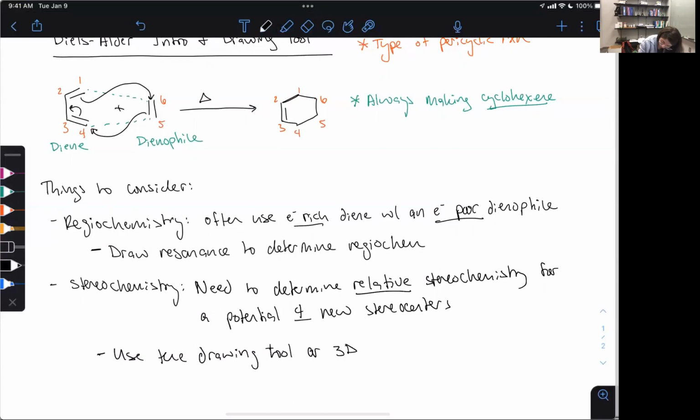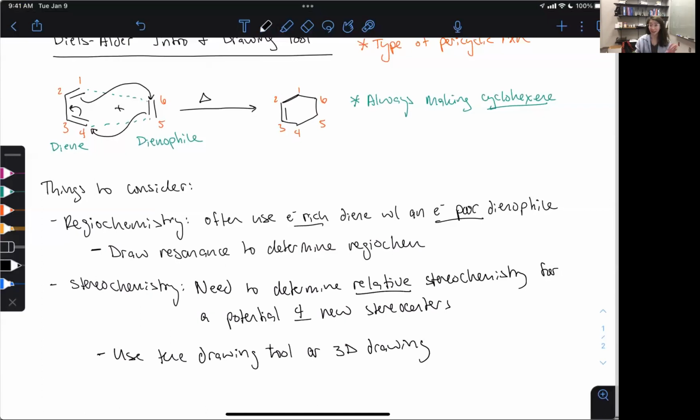Or a 3D drawing. Okay, so I'm going to show you the drawing tool in this video. I'll show you both the drawing tool and the 3D drawing in class. Maybe make a video of the 3D drawing later. I've seen most students respond better to the drawing tool than the 3D drawing. I just show you the 3D one because that's actually how I was able to finally figure it out.